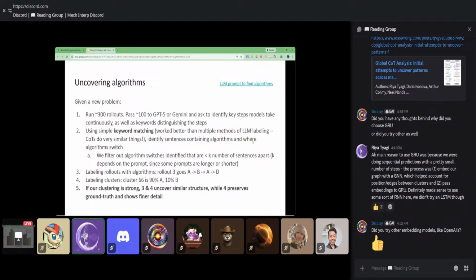Then we use pretty simple keyword matching, which actually works better than multiple methods of LLM labeling, because our CoTs do very similar things. So we literally just label sentences by which keywords they contain, with disjoint sets of keywords corresponding to different algorithm steps. And then we are able to label rollouts this way, label clusters this way, and so on.